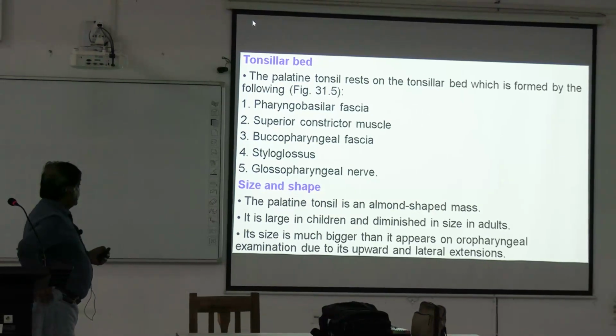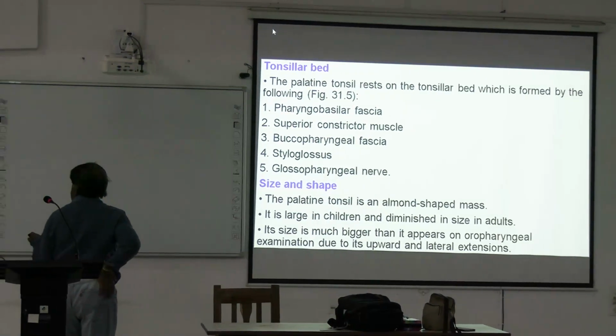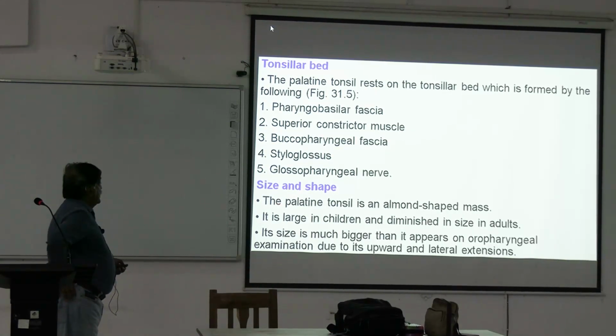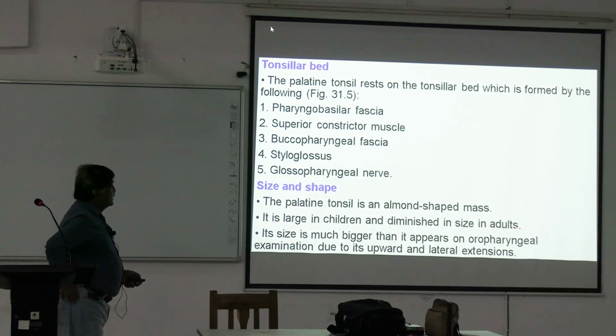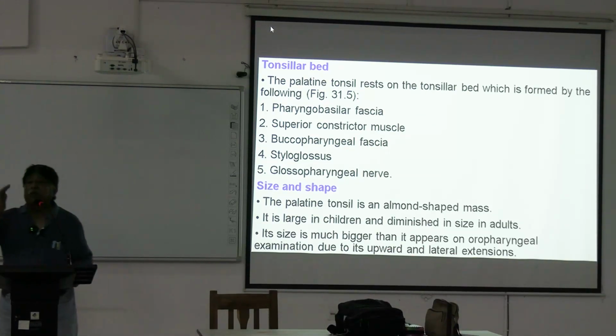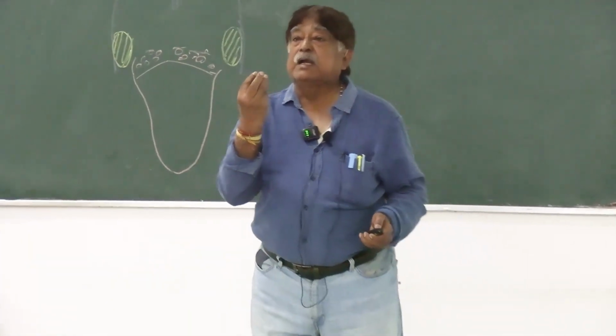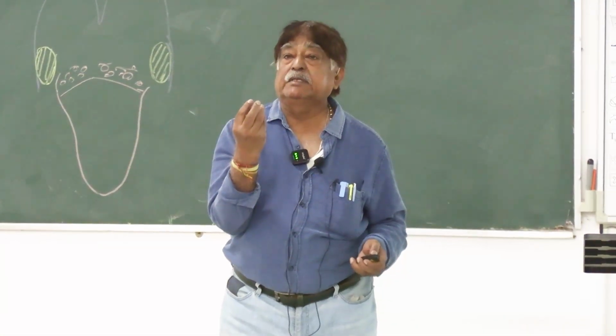See, what I wanted to show you in this figure is the size and shape. The palatine tonsil is an almond-shaped mass. It is large in children and diminished in size in adults. Its size is much bigger than it appears on oropharyngeal examination due to its upward and lateral extension. Upward extension, lateral extension, and it is larger than what you visualize.